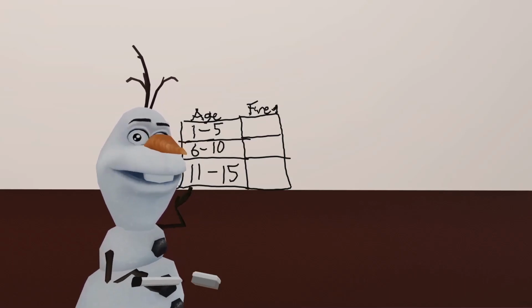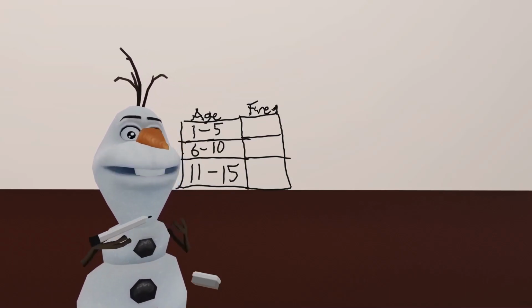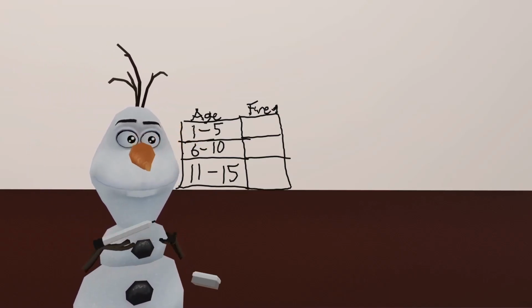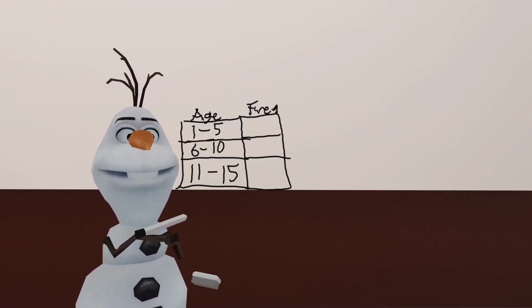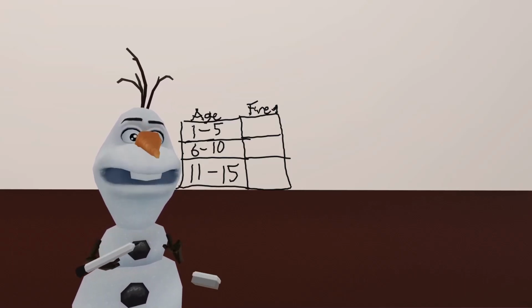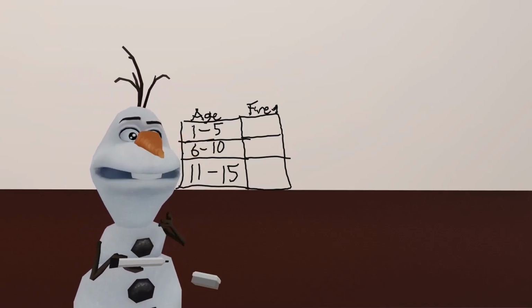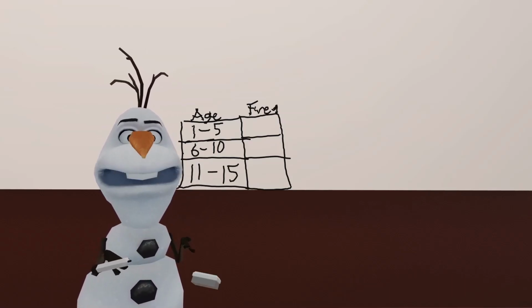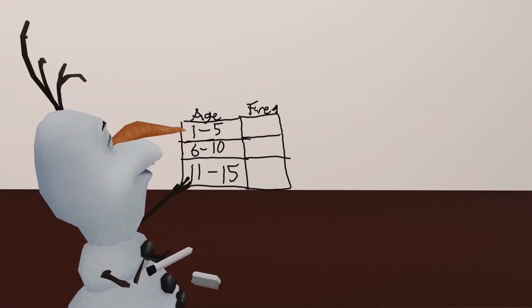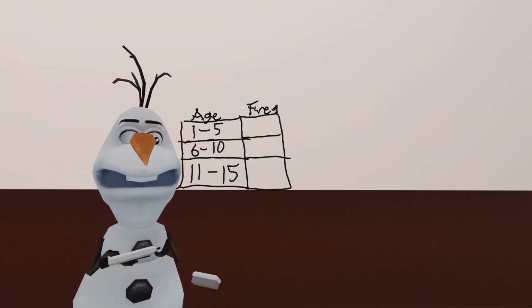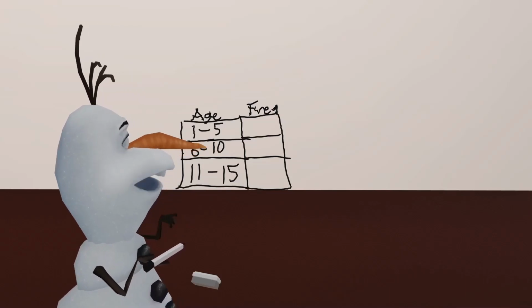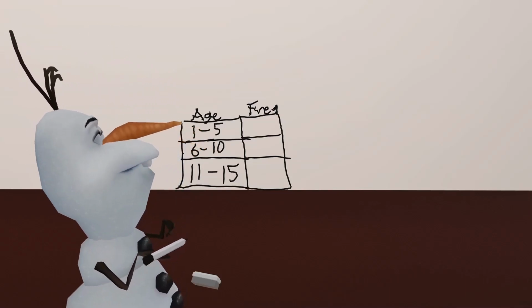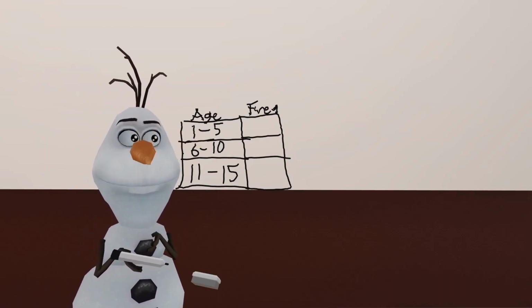Now, you need to make sure that all of your groups have the same amount of numbers in them as well. In our first group, we have 1, 2, 3, 4, 5. So there's 5 numbers. Our second group has 6, 7, 8, 9, 10. Also has 5 numbers. But we have separated the ages 1 to 15 into 3 groups with 5 numbers in each group. We can then put the frequency over in the other column.